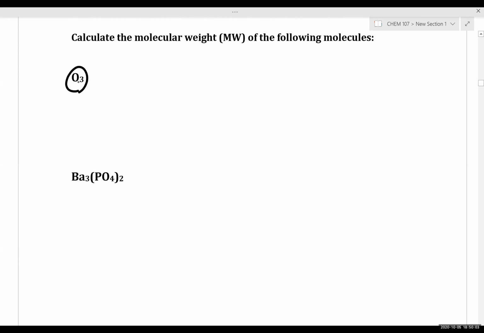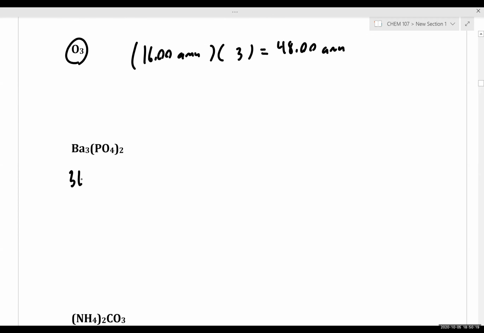So in ozone O3, oxygen has a mass of 16 AMU, and we have 3 oxygen atoms. That gives us a mass of 48 AMU. In barium phosphate, we have 3 barium atoms, 2 phosphorus atoms, and 8 oxygen atoms. You're going to need to be really comfortable with identifying the atoms in a formula to accurately calculate the atomic mass.